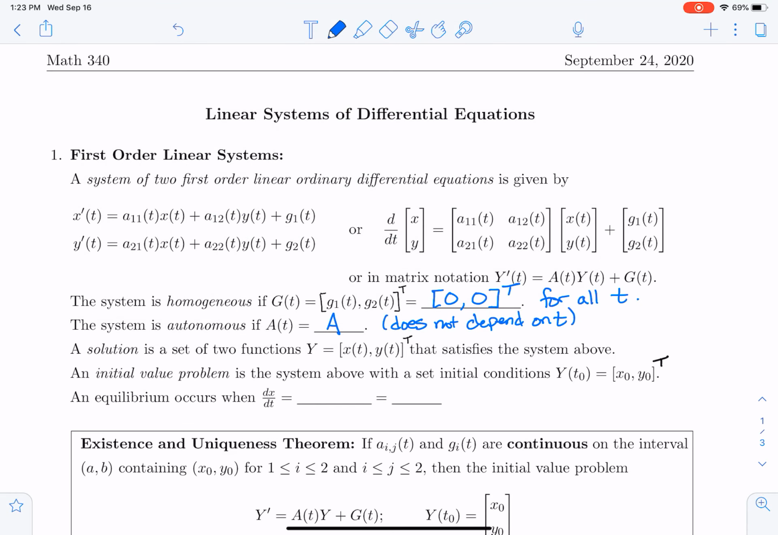And we talked a little bit about equilibrium points. Equilibrium occurs when dx/dt and dy/dt are both equal to 0. So if we have a solution x and y where the derivatives of those two components of the solution are both 0, then we have an equilibrium.